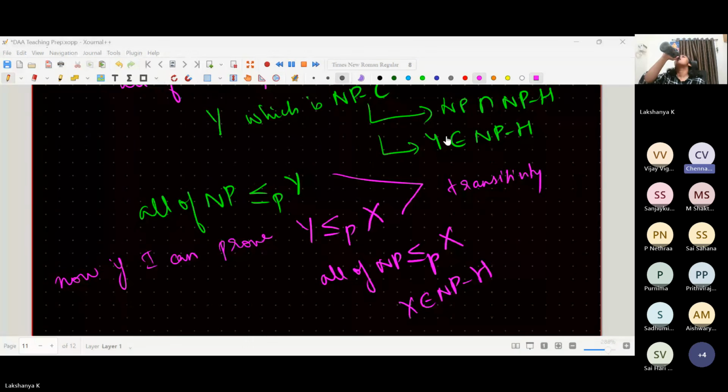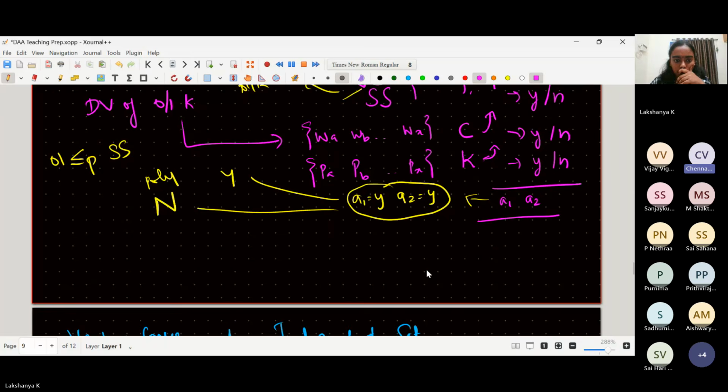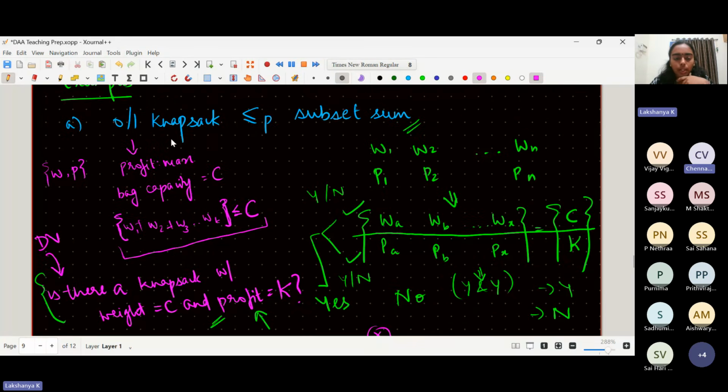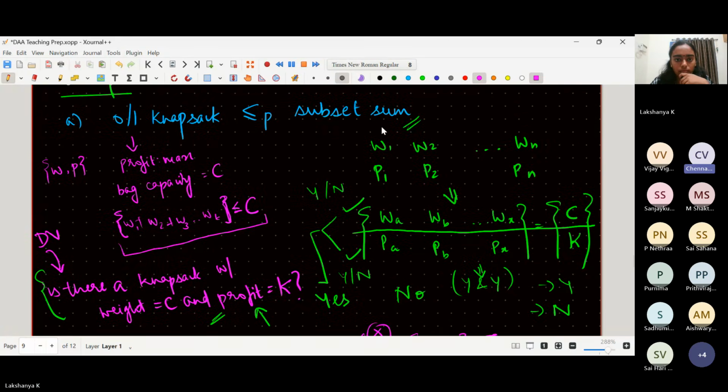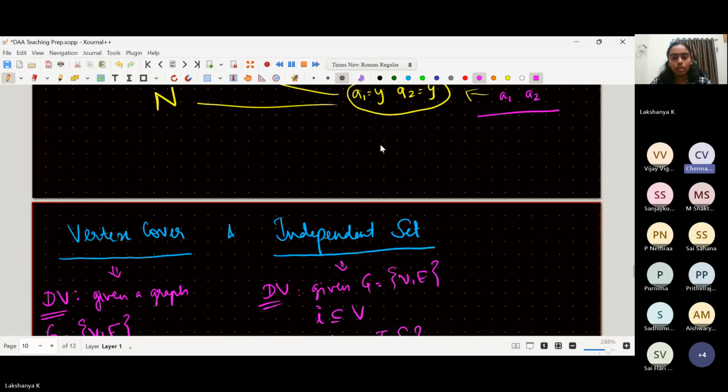Akka, can you explain why the subset sum problem is as hard as knapsack? Only the polynomial verifying part. The one we did, or the other way around? This one only. Okay, I'll take another page.